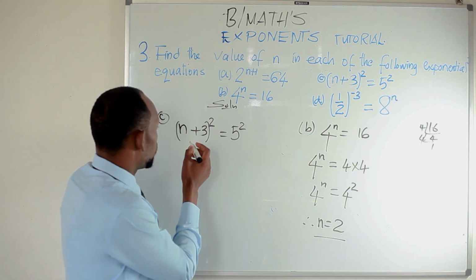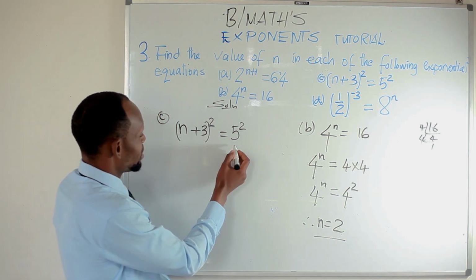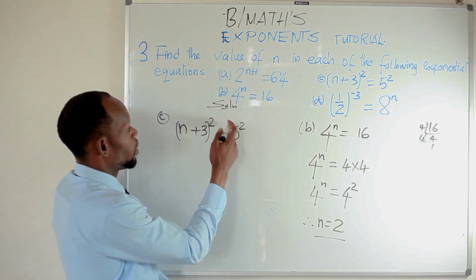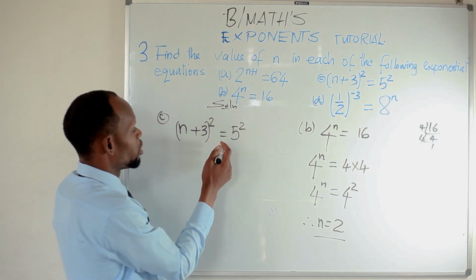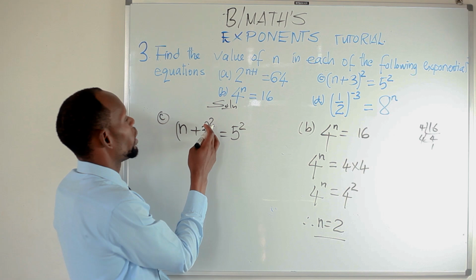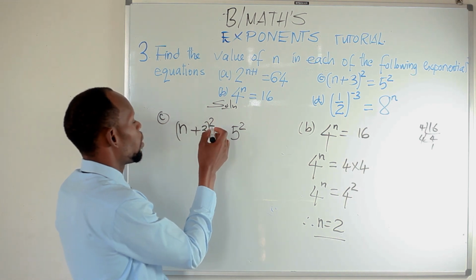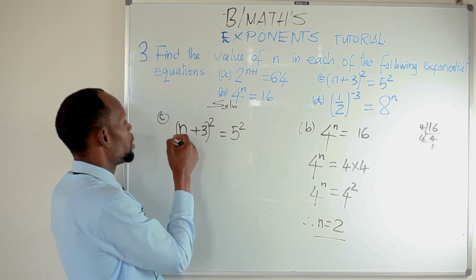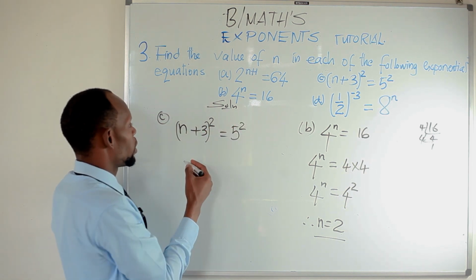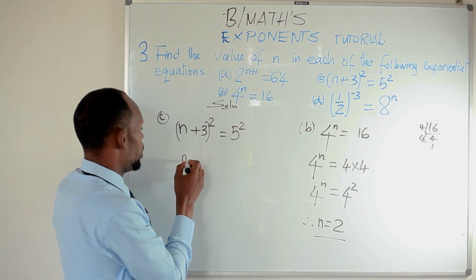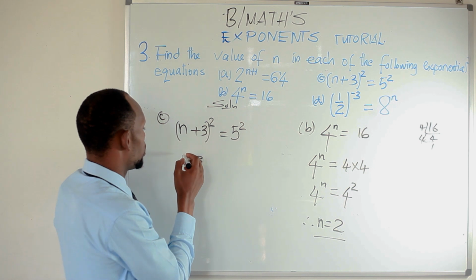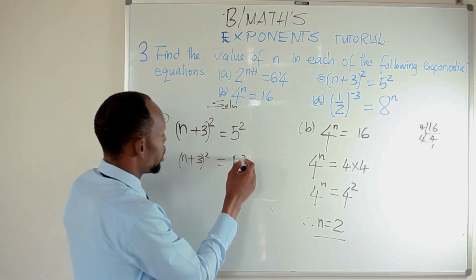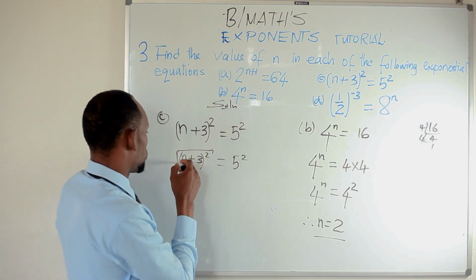Yeah. So look at this equation. The same squares can be cancelled out because they are the same. If the same square is on each side, you can take the square root of every side. So the square root here will cancel out. Let's say (n + 3) squared is equal to 5 squared, square root on both sides.